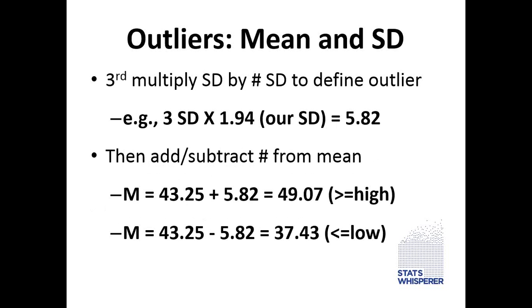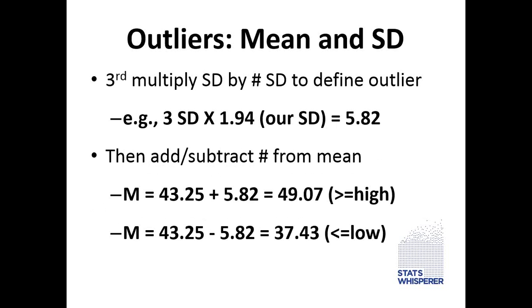So our standard deviation was 1.94. Right? So 3 times 1.94 is 5.82. Okay, so that's 3 standard deviations, right? 3 times 1.94. So then we add and subtract that number from our mean. So if we take our mean of 43.25 and add 5.82, we get 49.07. So therefore, any scores above 49.07 are above 3 standard deviations, right? And our outliers are high outliers.